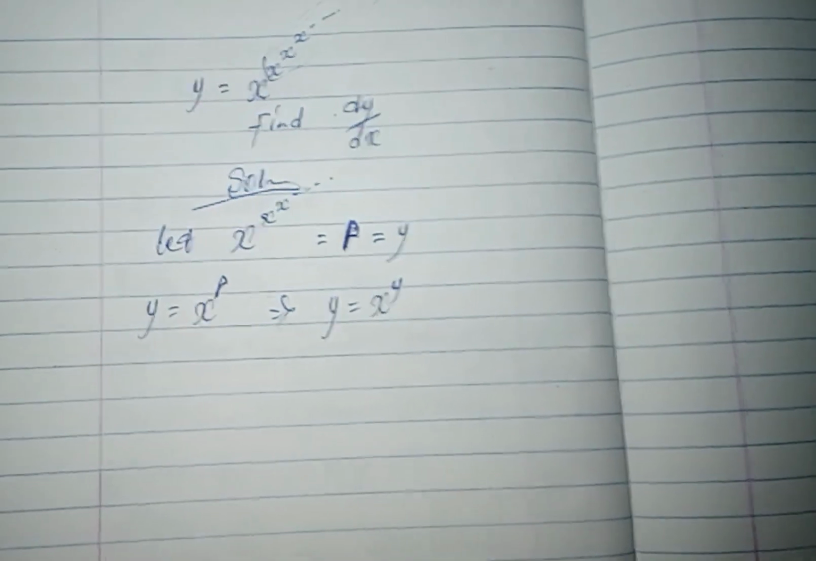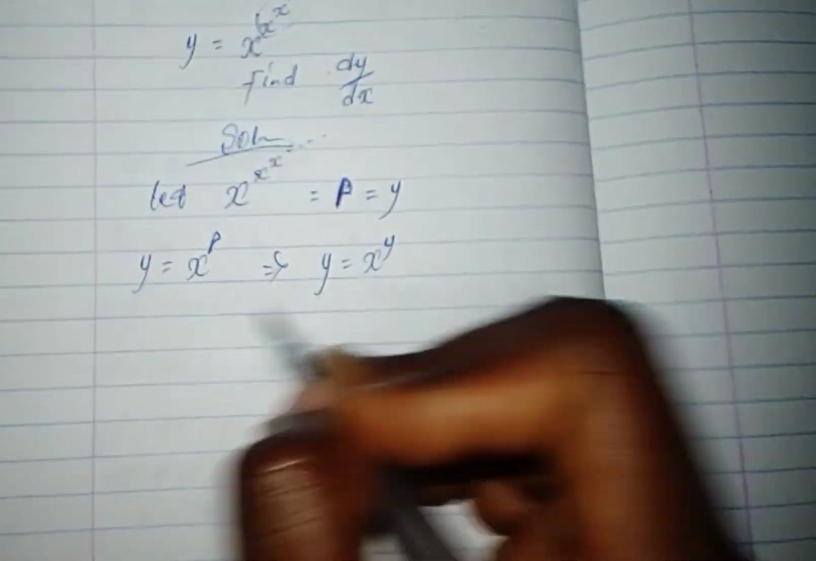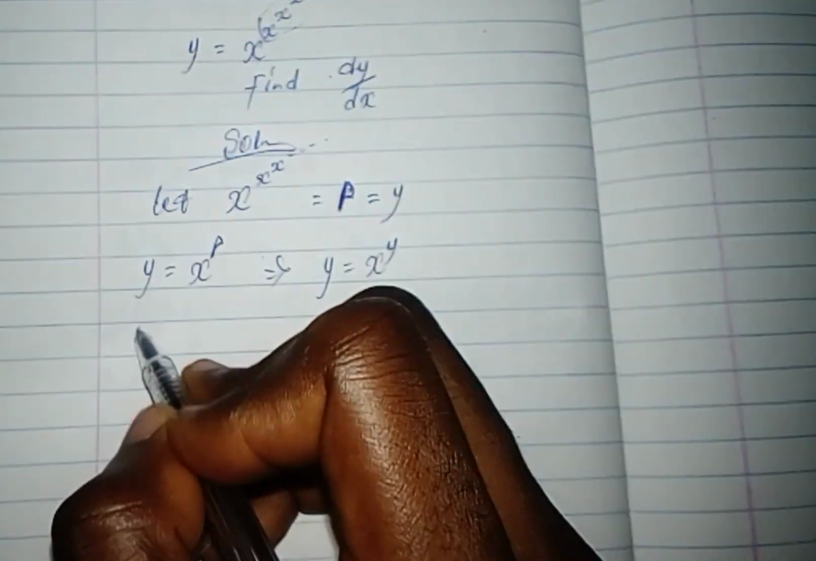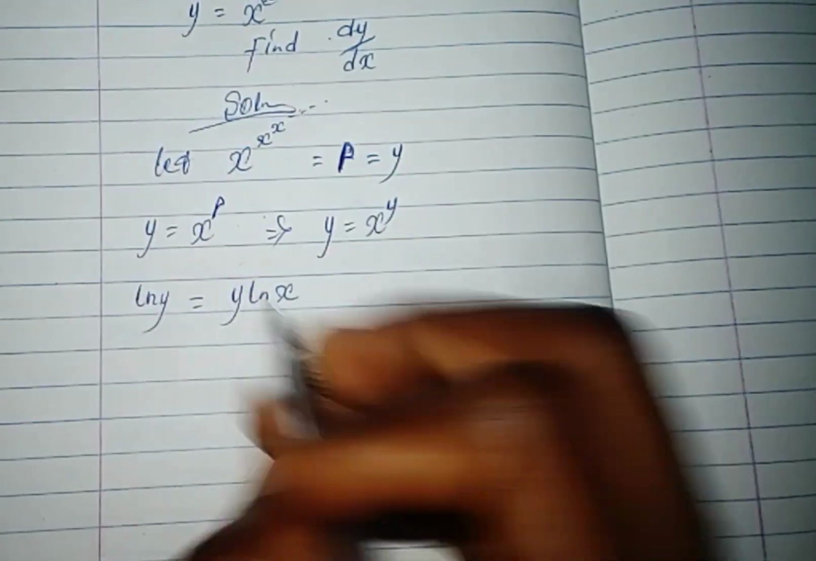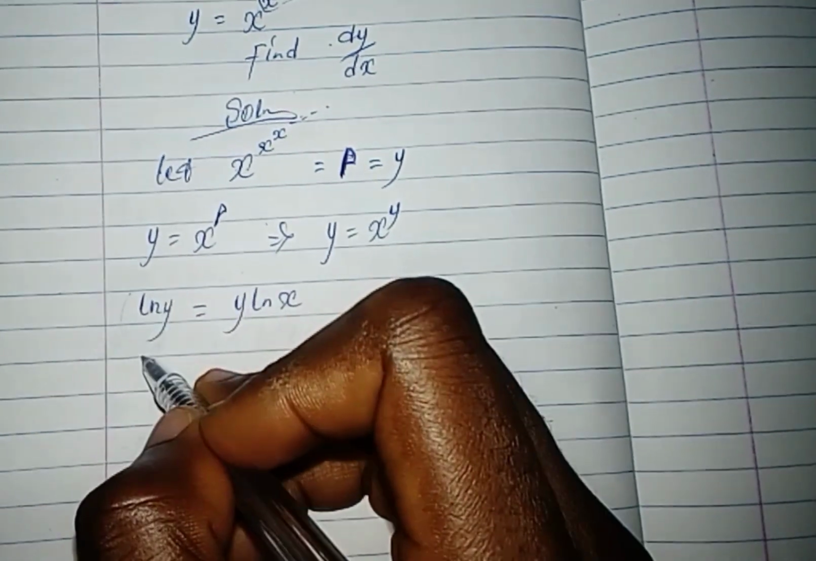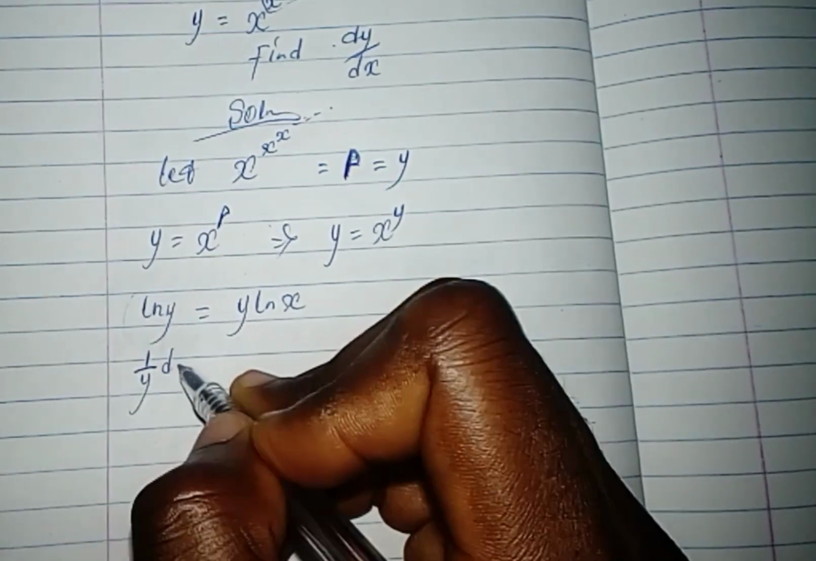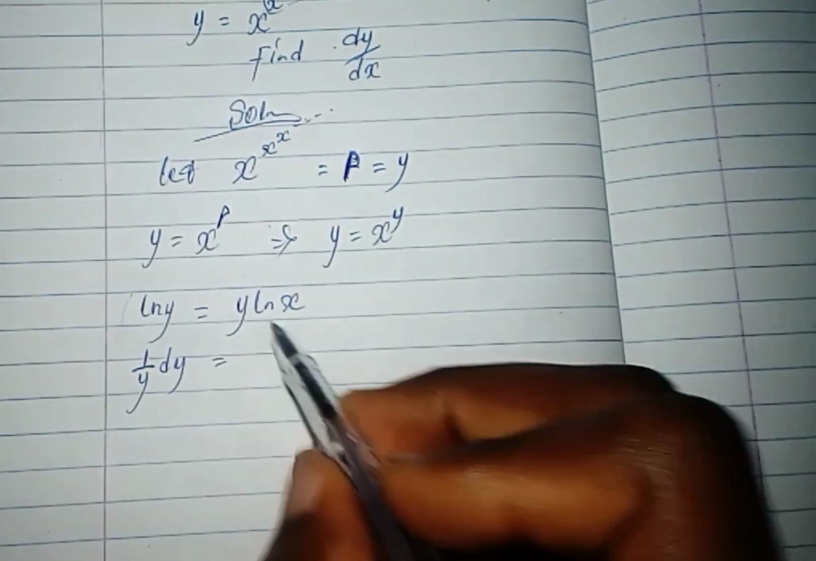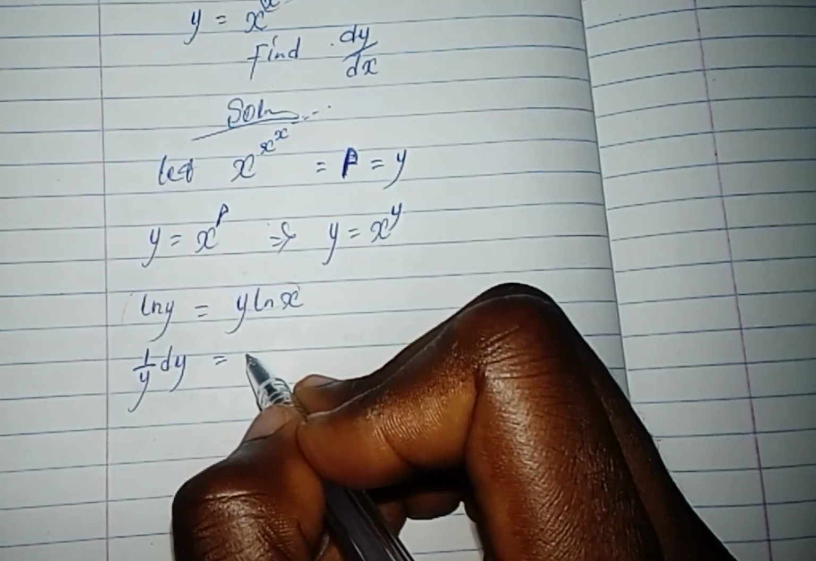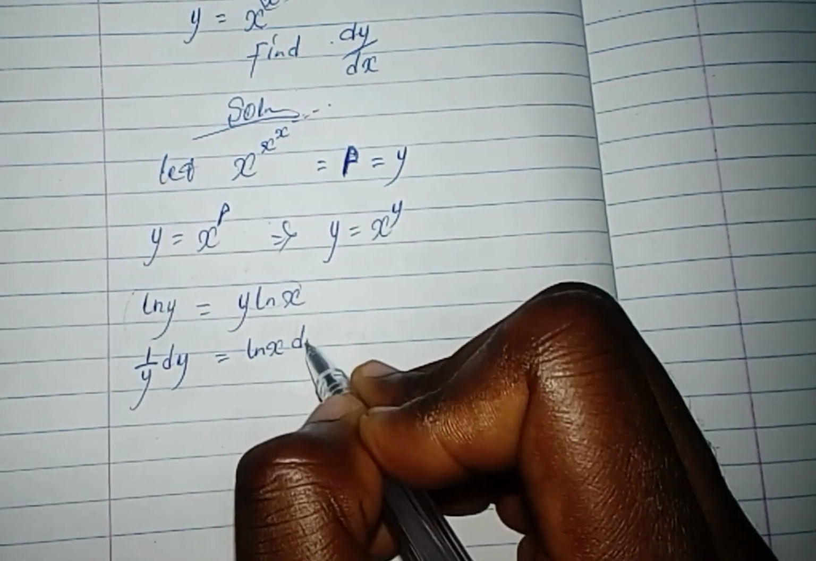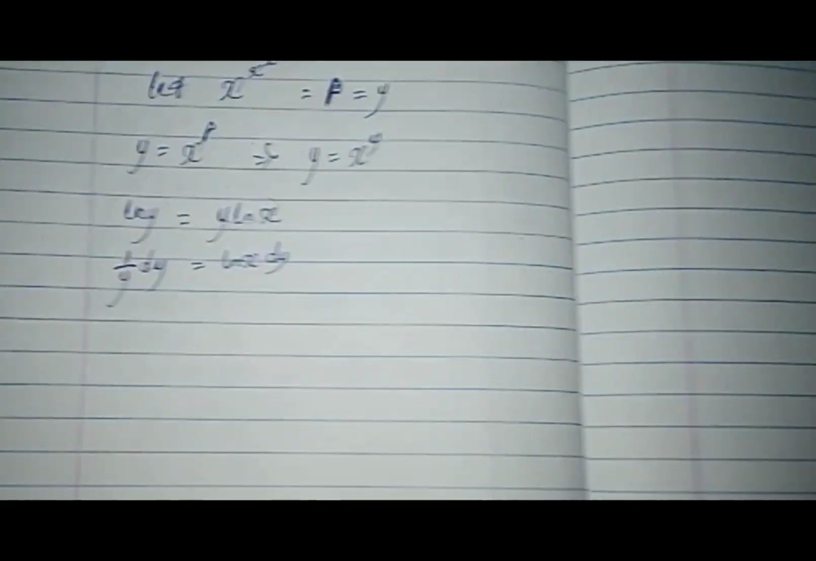Now we can easily differentiate this, right? Differentiating this, I would say by taking the natural logarithm of both sides, ln y equals y ln x. Differentiating this with respect to y, differentiating ln y with respect to y is 1 over y. But don't forget to put your dy. Differentiating the right side with respect to y, first we have ln x, then our dy. We are differentiating this with what is called the product rule.